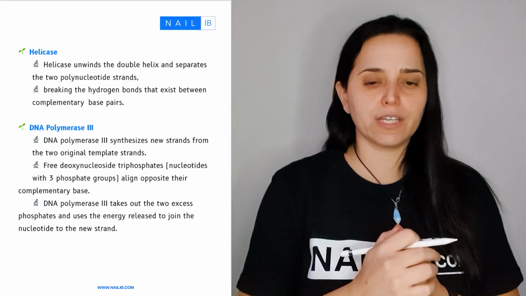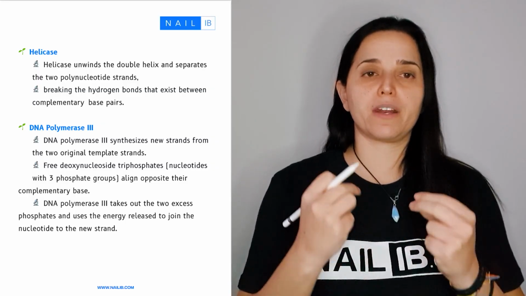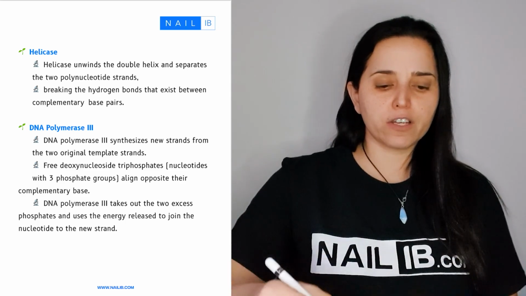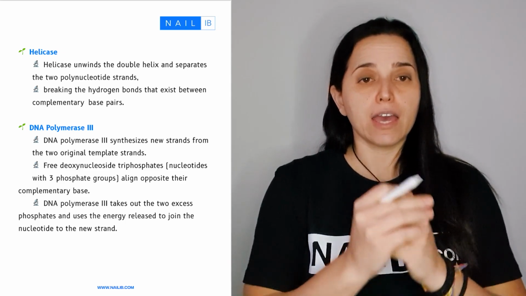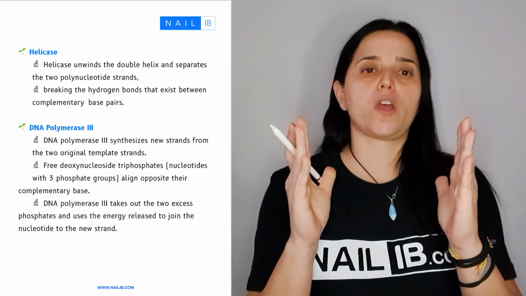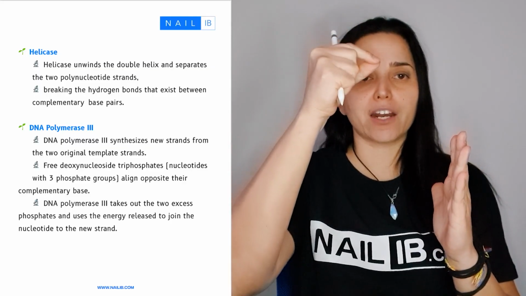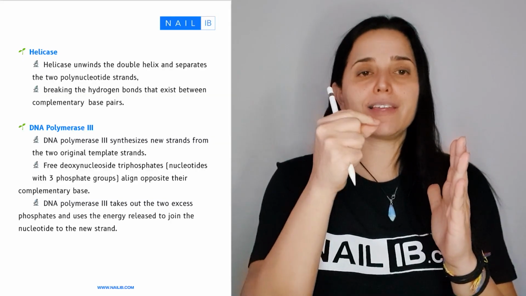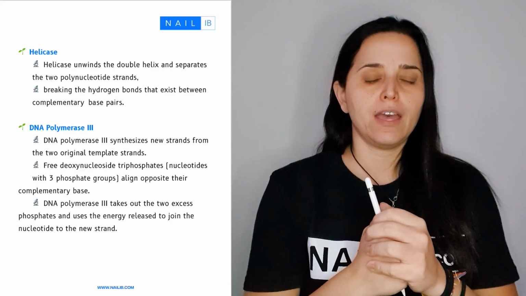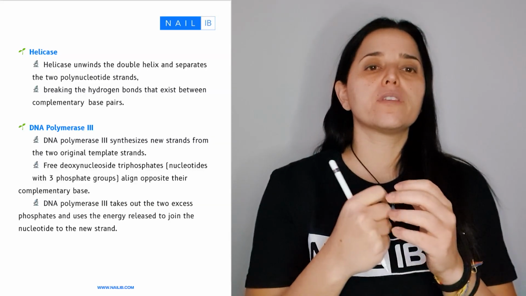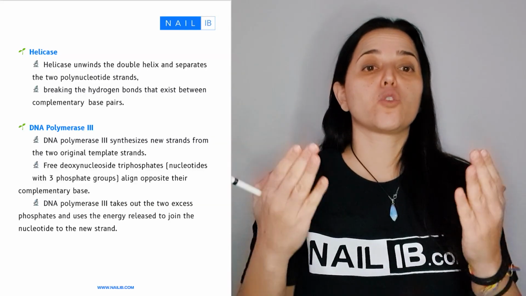Now, when you're doing DNA replication, you always need to know that there are two enzymes that are extremely important. The first one is the helicase. This enzyme is the one that's going to separate the two DNA strands. The only way that they can separate those two strands is by breaking the hydrogen bonds between the A, T, and C's and G's, that means right in the middle of the DNA strand.